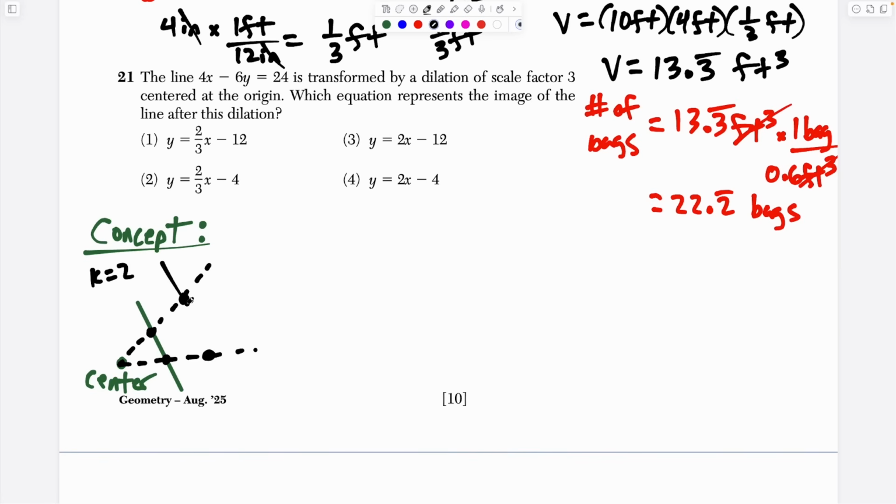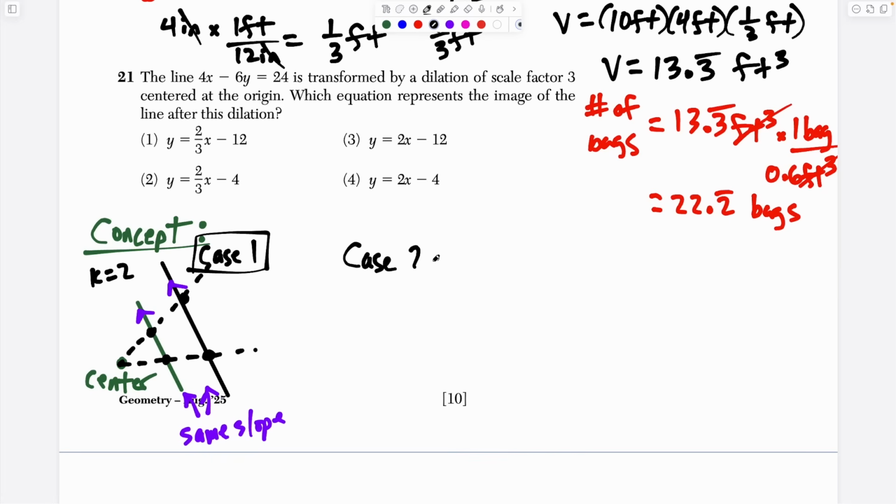And now when I connect these, okay, so I connect this point and this point, my new line is going to be parallel to my old one. Okay, so these two lines here are going to have the same slope. Okay, but the y-intercepts are going to be different. So this is case 1. So this is when we have case 1. So something like this.